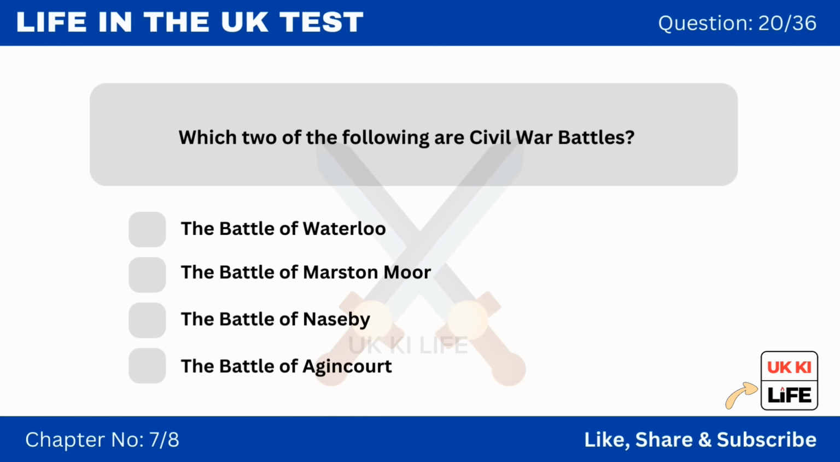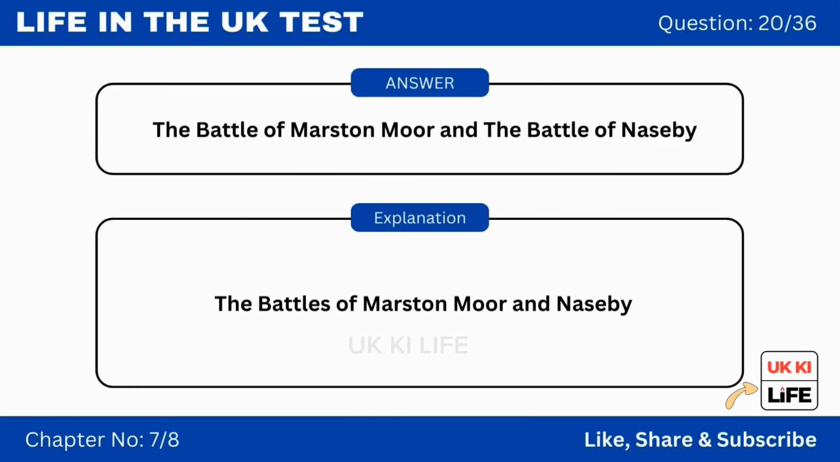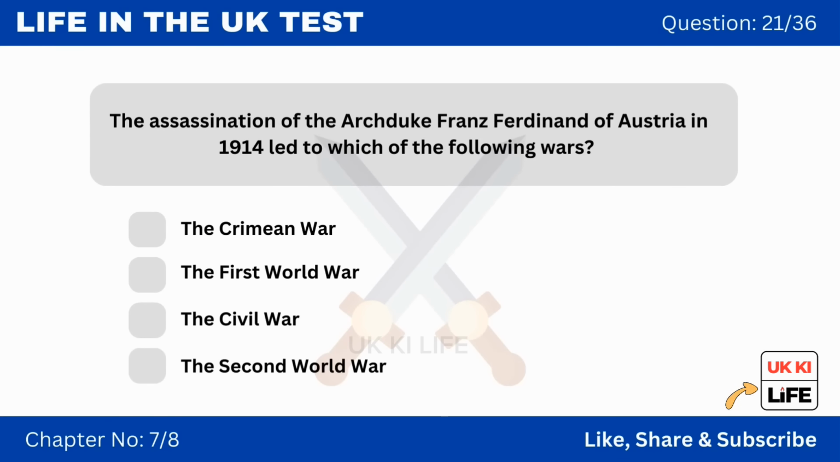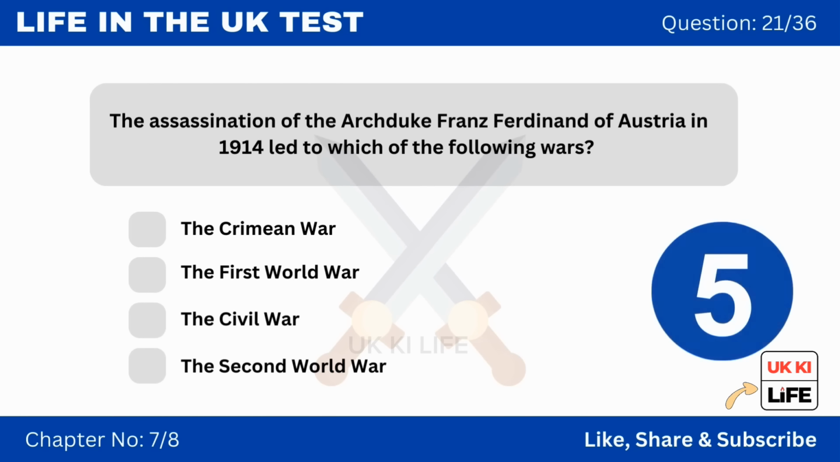The correct option is B and C. Explanation. The battles of Marston Moor and Naseby. Question 21. The assassination of the Archduke Franz Ferdinand of Austria in 1914 led to which of the following wars? The Crimean War, the First World War, the Civil War, the Second World War.